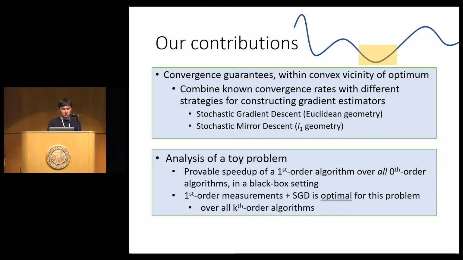Then for the second question, we define and analyze a certain toy problem. For this toy problem, we're able to show a provable speedup of a first order measurement strategy used together with stochastic gradient descent over any possible 0th order algorithm within a certain natural black box setting, which I'll talk about more later. Furthermore, we're able to show for this problem that this stochastic gradient descent strategy is actually optimal amongst all kth order algorithms.